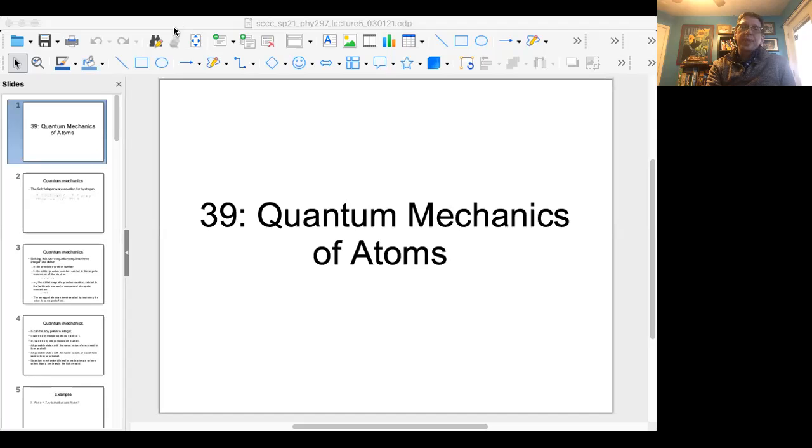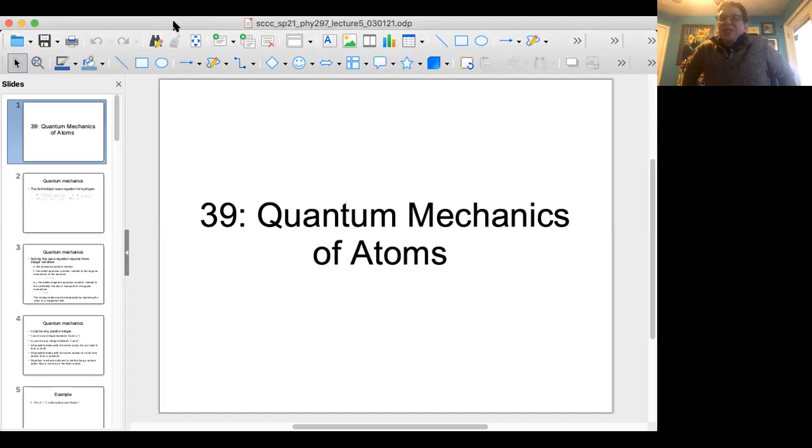We're going to focus on one electron atoms because the equation is easier to solve, but we'll see that there are some things that apply generally.